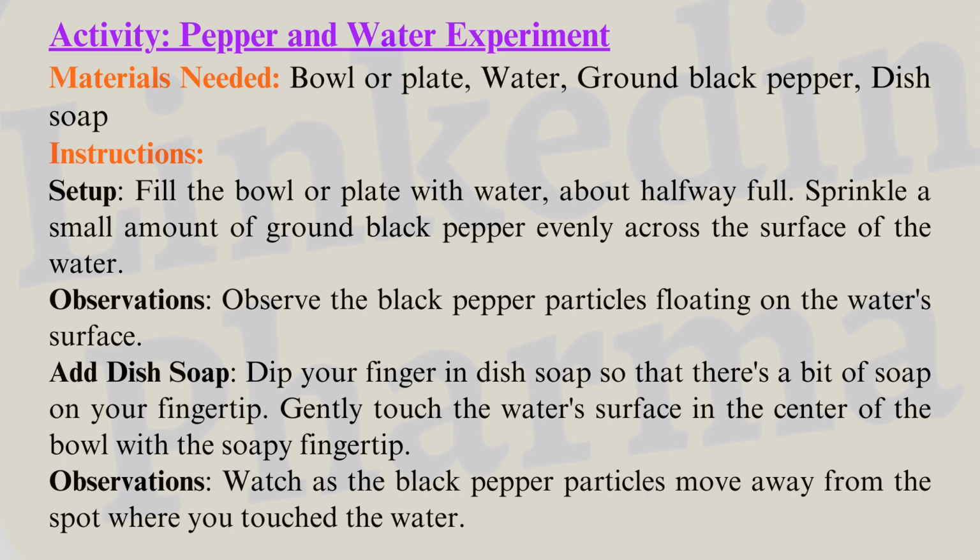2. Observations. Observe the black pepper particles floating on the water's surface. 3. Add dish soap. Dip your finger in dish soap so that there's a bit of soap on your fingertip. Gently touch the water's surface in the center of the bowl with the soapy fingertip. 4. Observations. Watch as the black pepper particles move away from the spot where you touched the water.